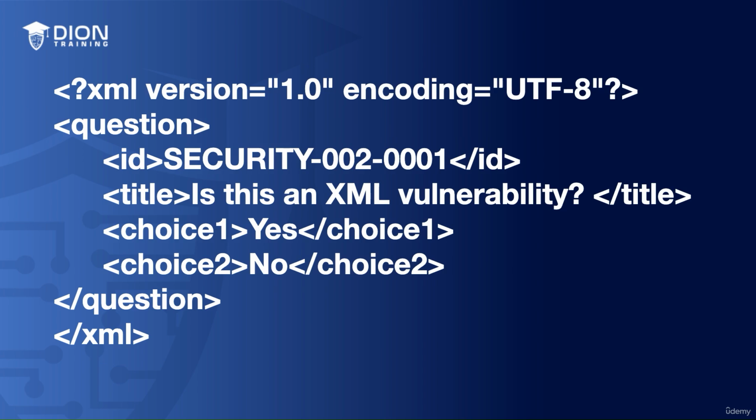Next, you're going to see there are 4 more fields inside this question type. The first field is the ID field, and you'll see here it contains a unique identifier for this sample question with a label of security-002-0001. Next, I have a title field, and I titled this question as, "Is this an XML vulnerability?" Next, I have choice 1 and choice 2 as fields.